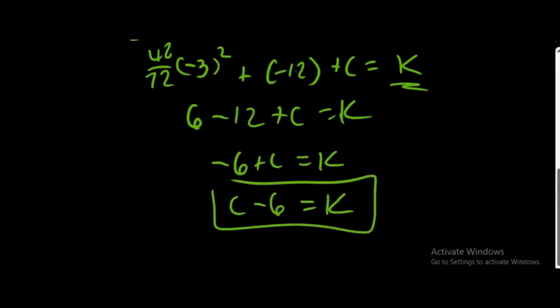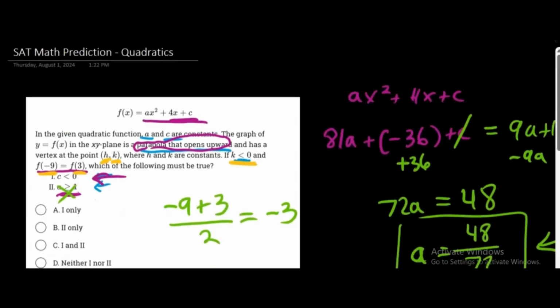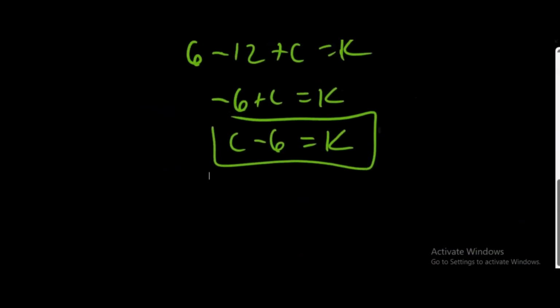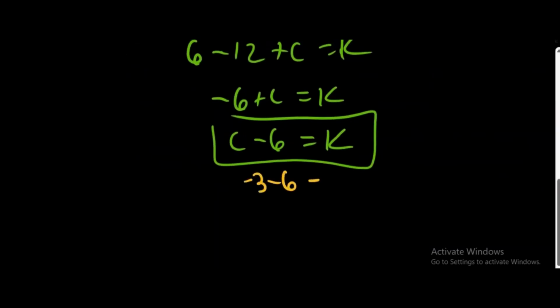So let's see what the clause says. So it says the restriction is that c has to be a negative number. Now, is that true? Well, if we were to plug in a negative number for c, let's say, pick at random, like -3. -3 minus 6 equals -9. Well, -9 is a negative number, and we know k has to be a negative number.